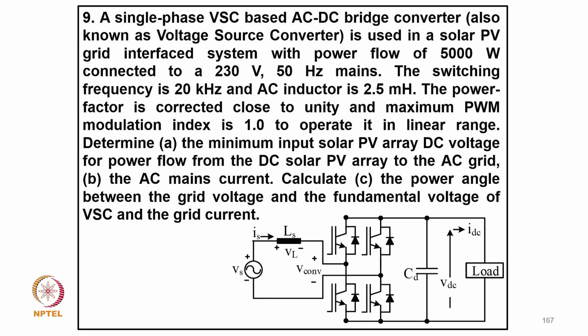So coming to numerical problem 9, a single phase voltage source converter based AC/DC bridge converter, also known as a voltage source converter, is used in a solar PV grid interface system with a power flow of 5000 watt connected to the AC 230 volt 50 hertz, switching frequency 50 kilohertz, and AC inductor is 2.5 millihenry. The power factor is close to unity and maximum modulation is 1, in the linear operating range. Determine the minimum input solar PV array DC voltage for power flow from DC solar PV to AC grid and the AC mains current. Calculate the power angle between the grid voltage and fundamental current.